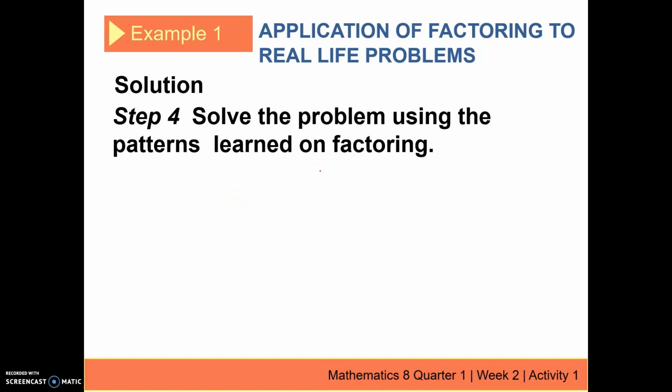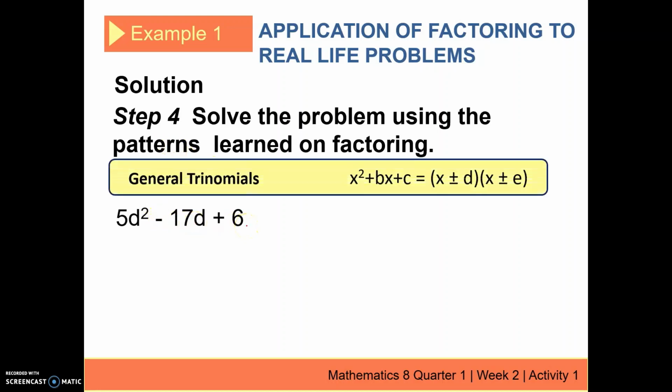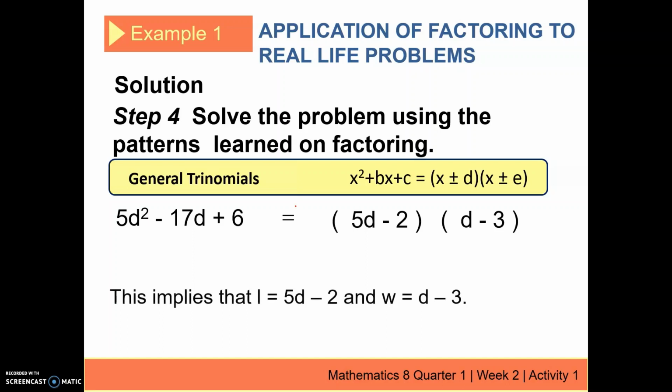Step 4. Solve the problem using the patterns learned on factoring. So we have the area 5d squared minus 17d plus 6. Based on the mentioned factoring techniques, this kind of polynomial falls under the general trinomial, which means that we have to find the factors, 2 binomials that when multiplied will give the answer 5d squared minus 17d plus 6. Now this kind of polynomial requires a trial and error method.